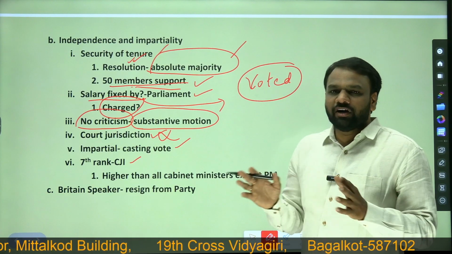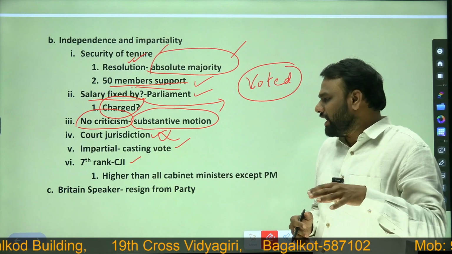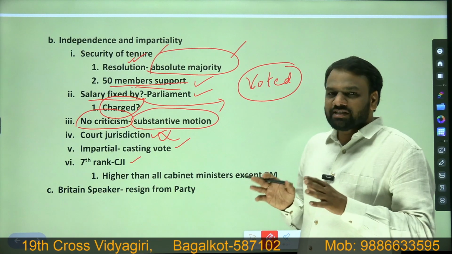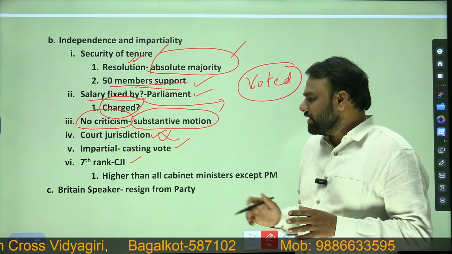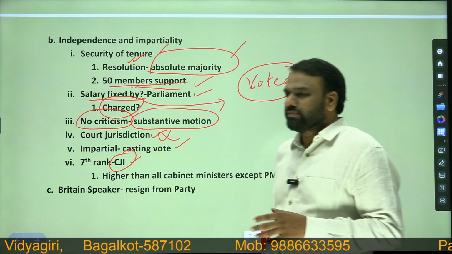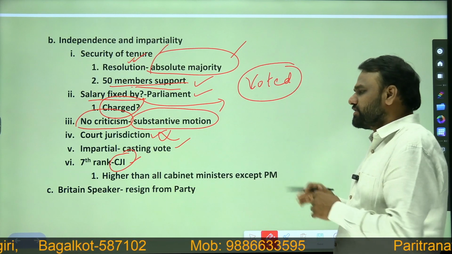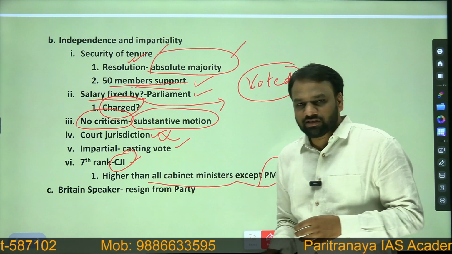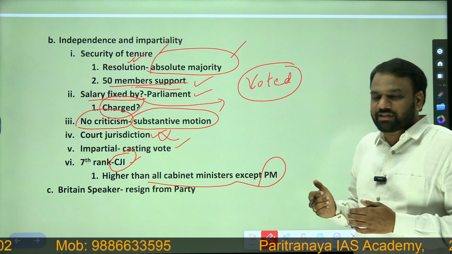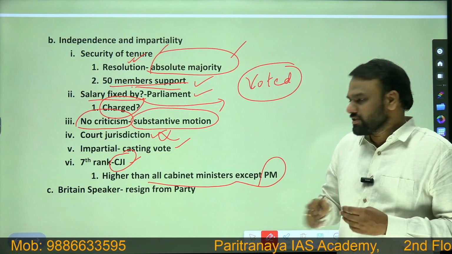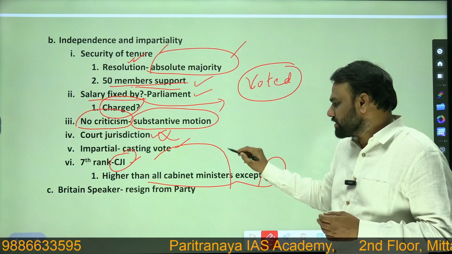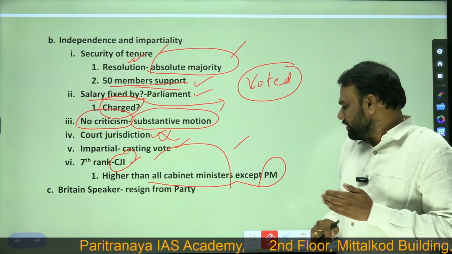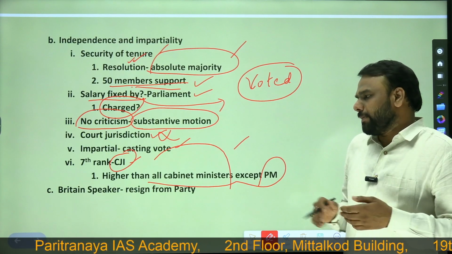Next, we have given different ranks to different constitutional positions. In India, the highest rank is enjoyed by the President and so on. Here, the speaker's rank is 7th, equal to that of the Chief Justice of India. Higher than all cabinet ministers except the Prime Minister. It means his position is lower than that of the Prime Minister, but higher than that of all cabinet ministers. Very important. UPSC generally focuses on such kind of tricky things.